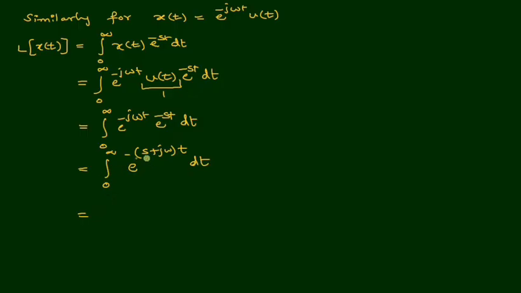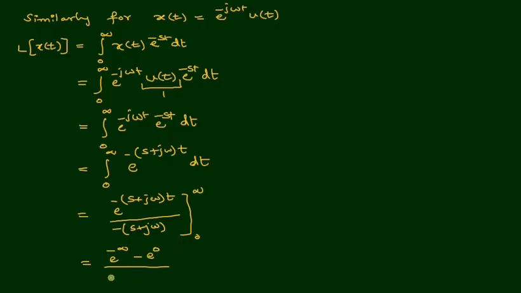Now we apply the integral to this exponential function. So we'll get exponential of minus s plus j omega t divided by minus of s plus j omega over the limits 0 to infinity. Now apply the upper limit, so it gives us e power minus infinity, minus the lower limit 0, so that gives e power 0, divided by minus of s plus j omega.